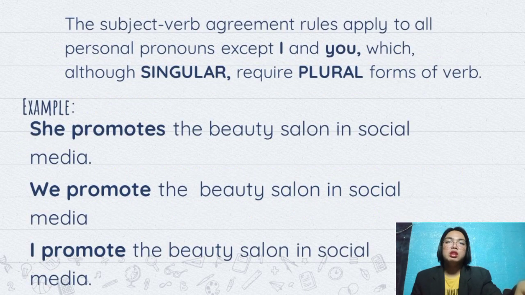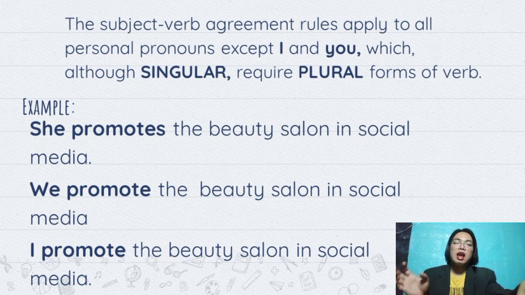The subject-verb agreement rules apply to all personal pronouns except I and you, which although singular, require plural forms of verb. And here are the examples. She promotes the beauty salon in social media. She is singular and promotes is also singular. We promote the beauty salon in social media. We is a plural form and promote is also a plural form. I promote the beauty salon in social media. I is singular, but promote is plural.